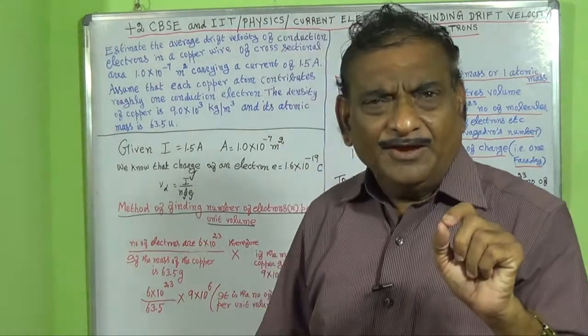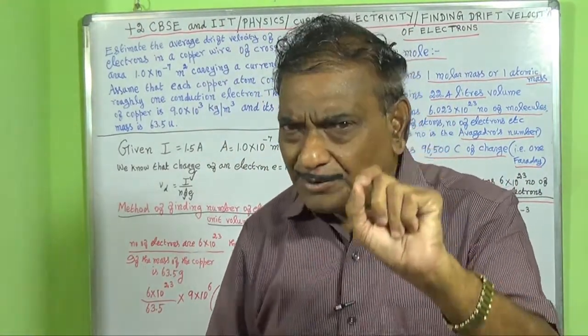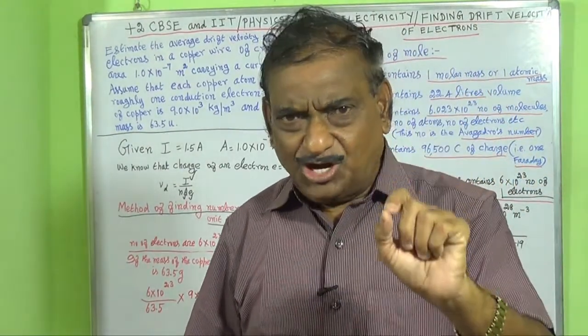What is the valence electron in the case of copper atom? In the case of copper atom, the valence electron is 1.